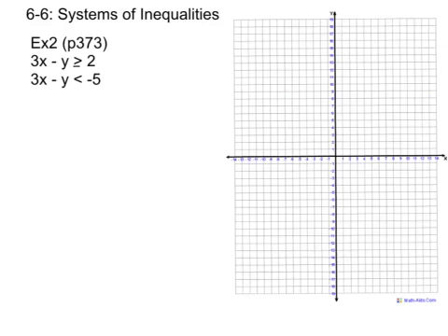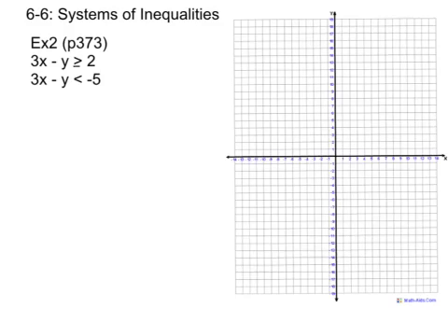Alright, this will be my last example. This is example 2 on page 373. We have 3x minus y is greater than or equal to 2, and 3x minus y is less than negative 5. Well, once again, they do not give us slope-intercept form. They don't on either of them. So first let's solve for slope-intercept form. I'm going to solve the first one for slope-intercept form.